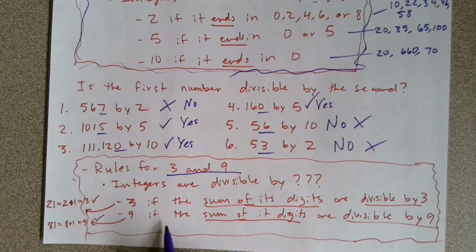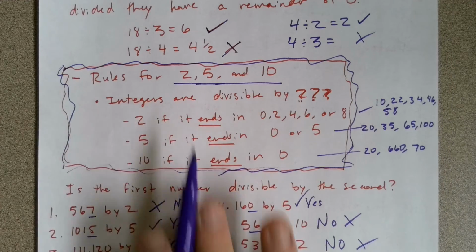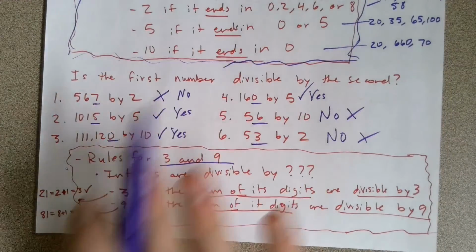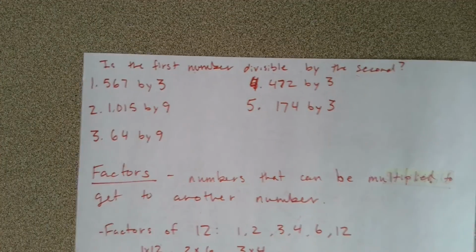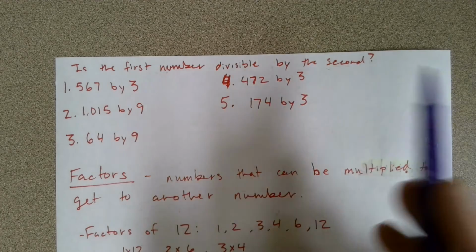Second one is 9. Is the sum of the digits divisible by 9? So we've got 81. I do 8 plus 1 equals 9. That's divisible by 9. Checks out. It's a little trickier because you've got to add up those sums. It's completely different than the rules for these ones. We'll get some practice with that on the back side here. But we've got to add those up and then figure it out from there. So we have, is the first number divisible by the second?